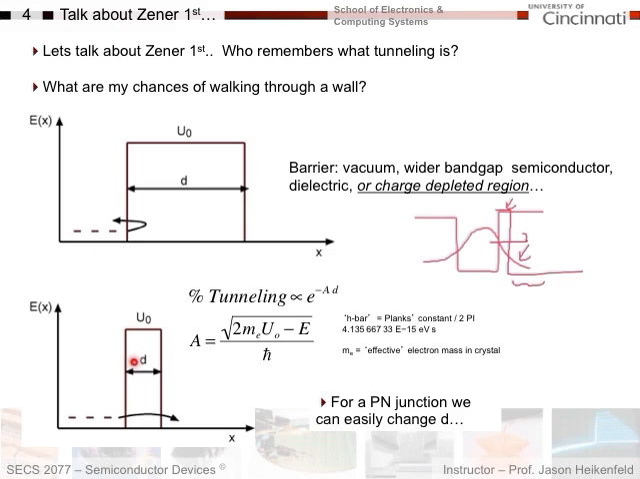So, in this course, for a p-n junction, we can actually change d in the case of a depleted region dynamically. So let's take a look at that.